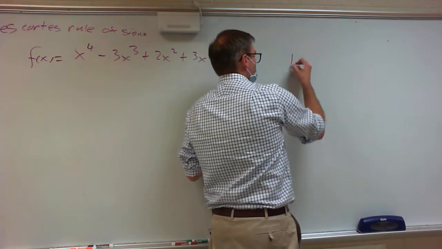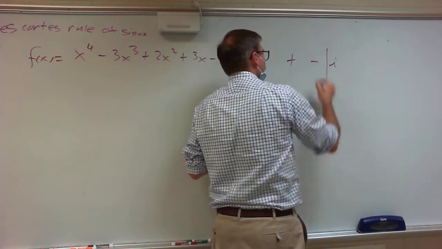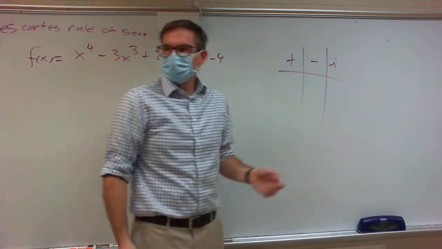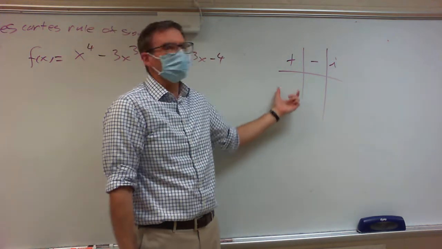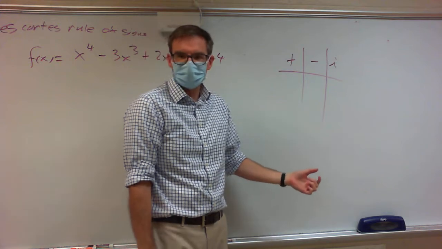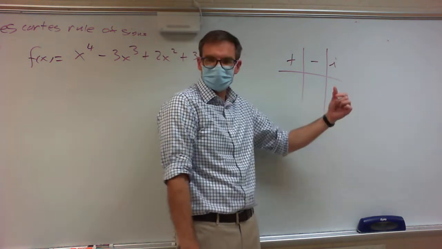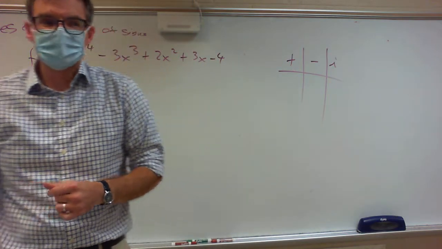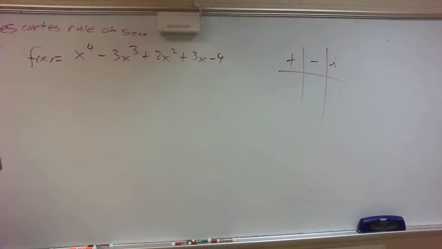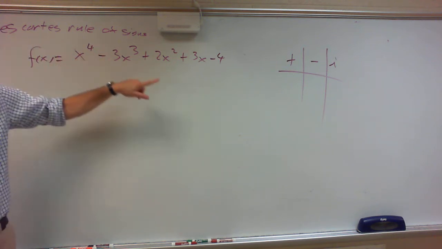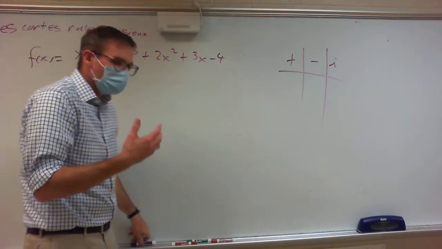Here's how it works. First, you make a chart. You put a plus, a minus, and an I. We're going to have 3 columns, where this column tells me roughly how many positive answers we have, this column roughly how many negative answers, and this column how many imaginary answers. We can find all of that out by looking at sign changes. As long as you write down the polynomial in order from greatest power to least power, we're going to look at sign changes.